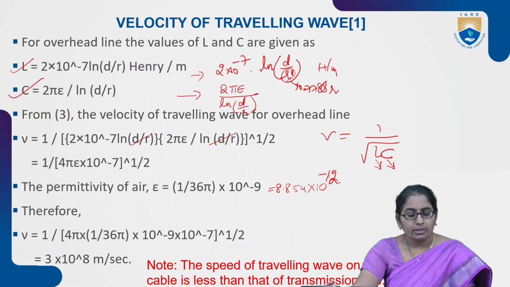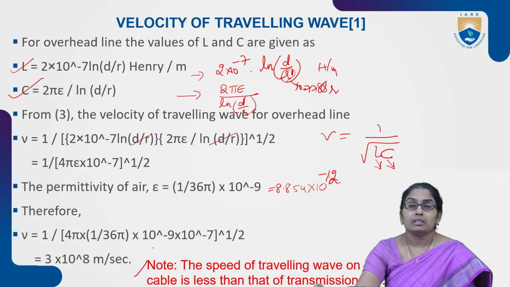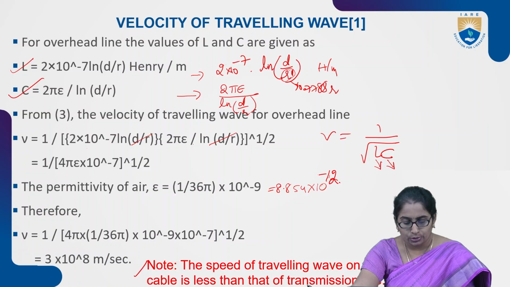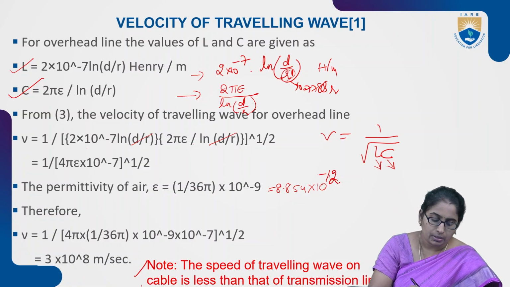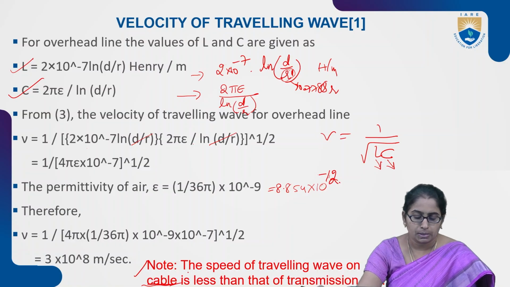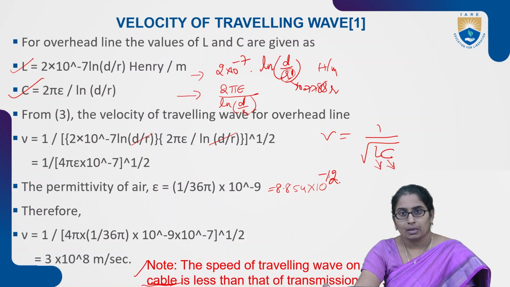Already at this point we have come across previous points, and one more point here is that the speed of the traveling wave on the cable is less than that of the transmission line. So this is one specific point. We need to know that the speed of the traveling wave in cables is less than that of the transmission line, the traveling wave velocity.